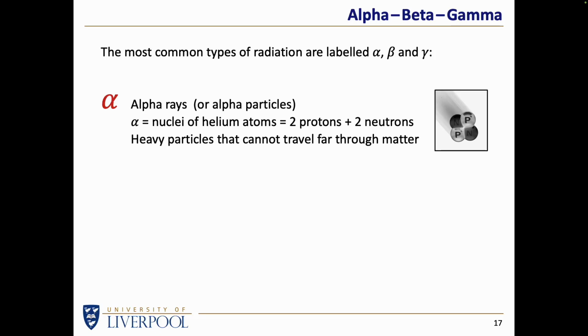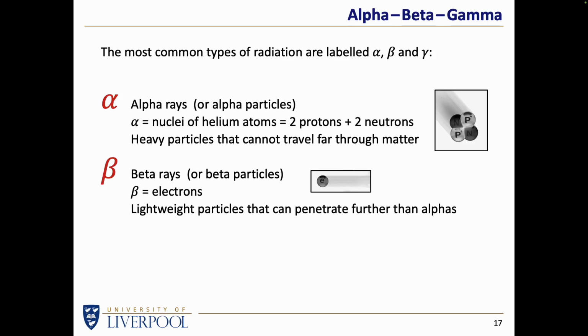So an alpha particle is the nucleus of a helium atom. It's made up of 2 protons and 2 neutrons. It's a very stable structure. Heavy nuclei in particular like to make these things. They can't travel far through matter. For instance, they can't get through the glass of a cloud chamber.